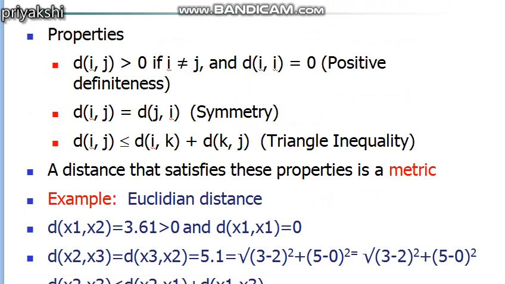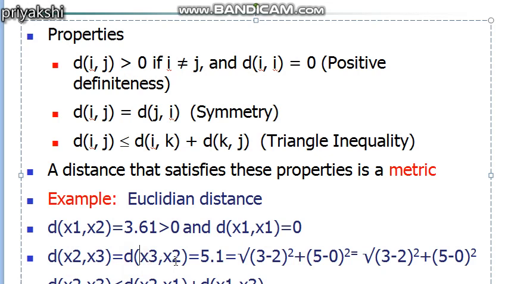So if you say the second property, then distance of x2 x3 will be equal to distance of x3 x2, which is equal to 5.1. As you can see here, distance of x2 x3 is equal to 5.1, which is also equal to the distance of x3 x2.